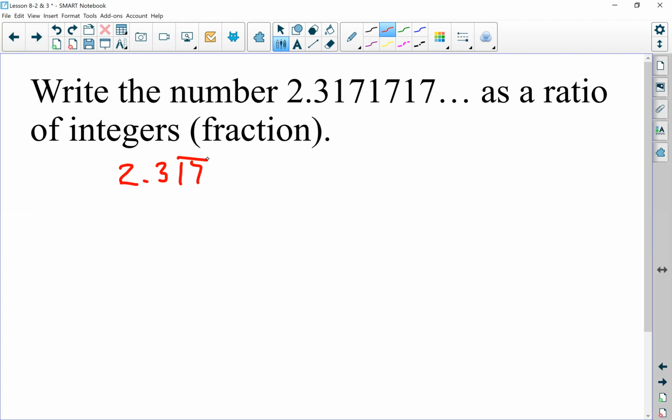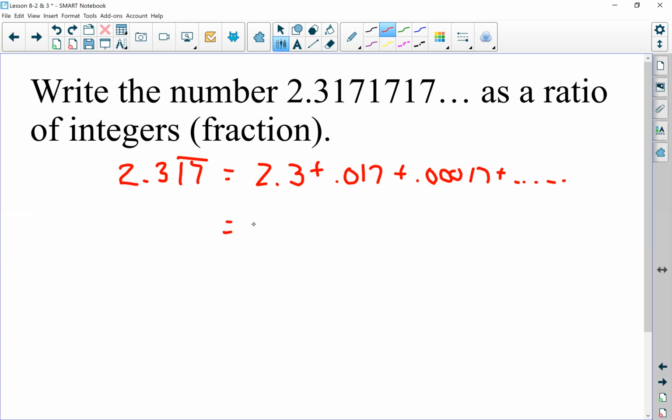So like I said, I'm going to do my best to break this down as best I can. This is the same as 2.3 plus 0.017 plus 0.00017 plus, and that pattern would repeat. Okay.